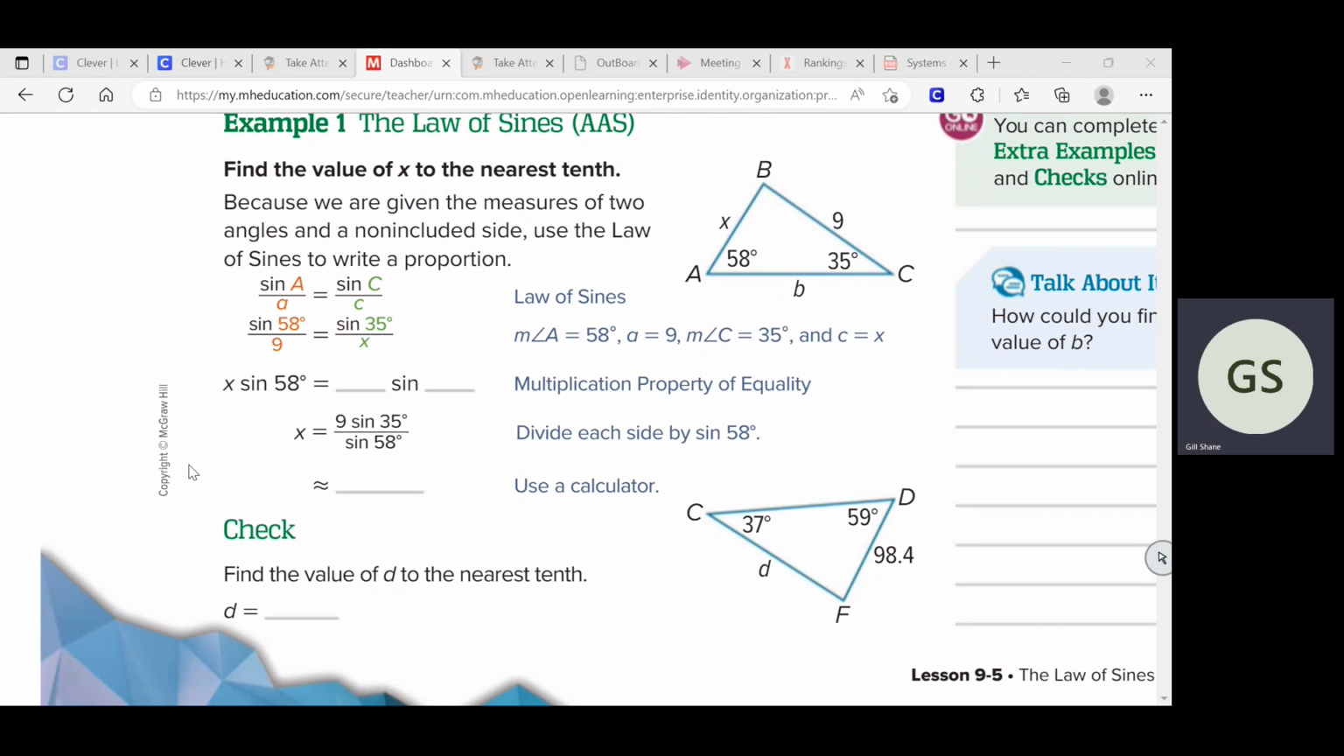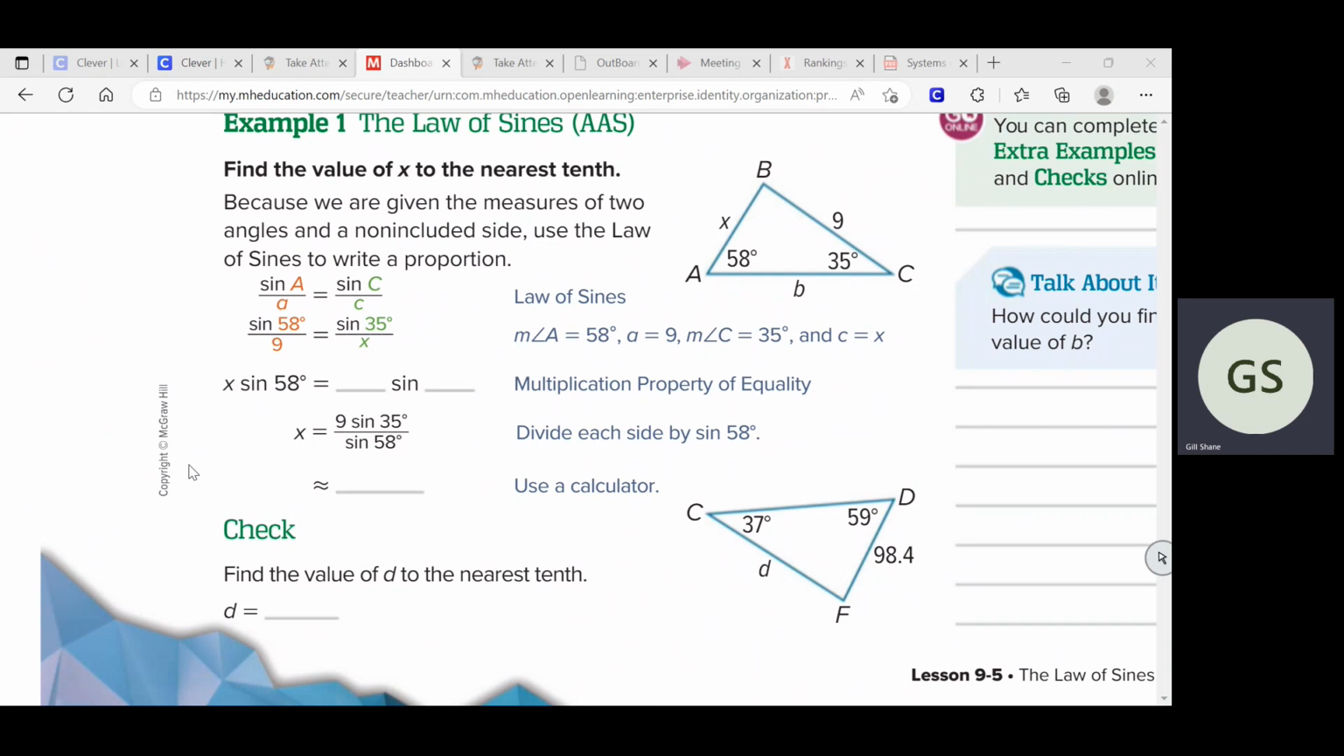So you put sine 8 degrees over 9 because that's the formula. The sine of the angle is on top, and then the side across from it is on the bottom, right? That's what sine of A over A means. Sine of the angle goes on top, and then the length of the side that's across from that angle goes on the bottom.